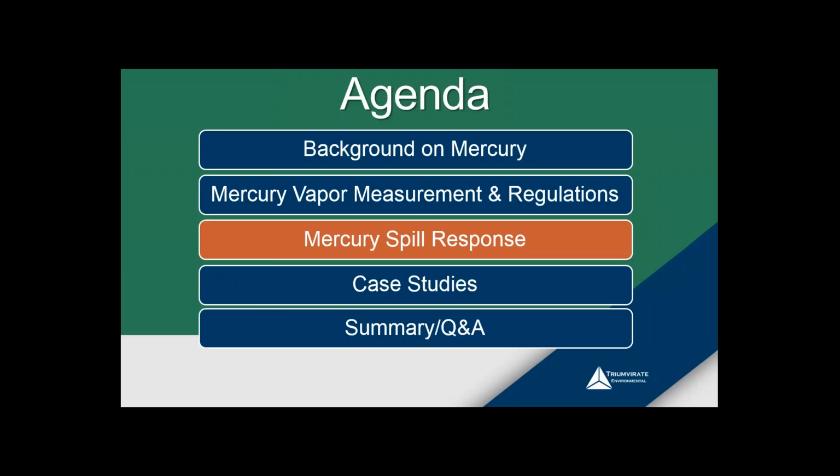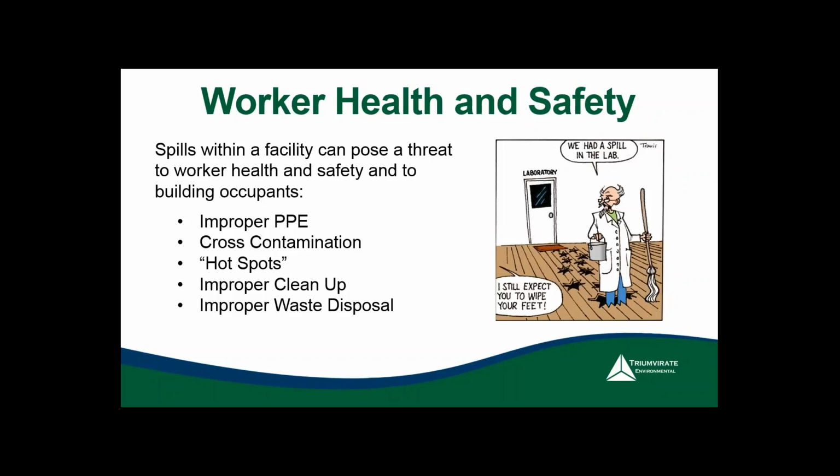So now that we know how to detect mercury and what levels we need to get it down to, we can talk about mercury spill response. The most important thing after a spill is worker health and safety and prevention of further contamination into the environment. So spills within a facility can pose a threat to worker health and safety and to building occupants.